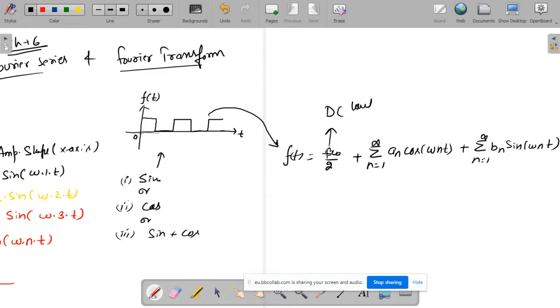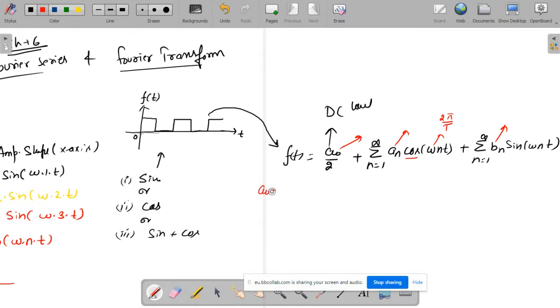Now, if you notice, a naught is a variable, a_n is a variable, b_n is a variable, cos is a standard function, and omega is the angular frequency, 2 pi divided by T. You have studied this in chapter number 2. n is a number. So a naught, a_n, and b_n are the unknown variables. I have to find out these variable values.